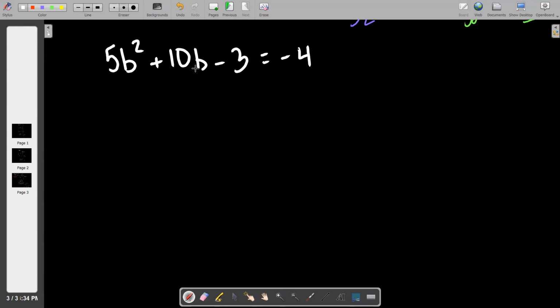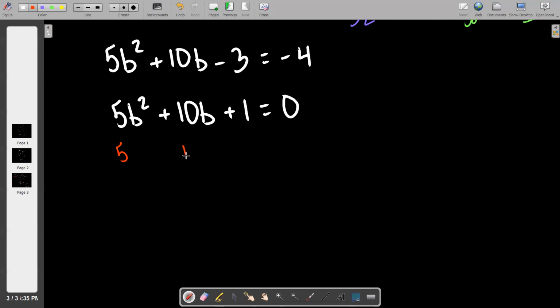5b squared plus 10b. So what is step 1? Getting the negative. Good job. So we have 5b squared plus 10b plus 1 equals 0. So now it's time to go through and find our A, B, and C values. What's A? B? C? Okay, so we should be good from here.